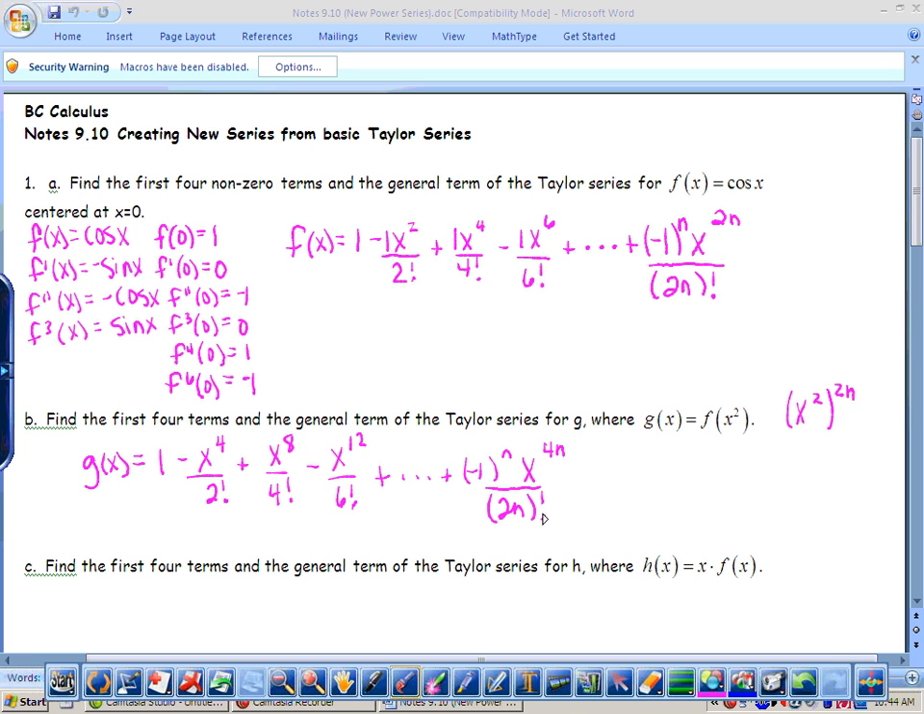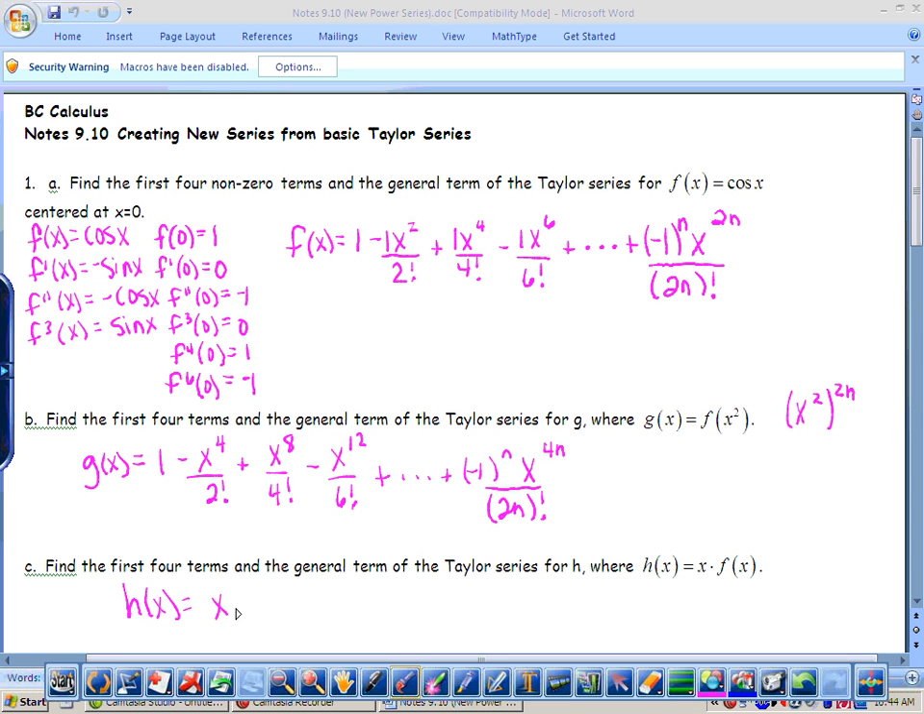If g of x had equaled f of x cubed, what would I have done? Put in x cubed everywhere you see an x. Okay? All right, C is similar, but a little bit different. I want to find the first 4 terms and the general term for the Taylor series for h, where h of x equals x times f of x. Multiply each term by x. It's really that simple. I know it's hard to believe. F of x is an infinite number of terms, so you have to think about it as x times the whole quantity f of x, so you do have to multiply every single term by x.